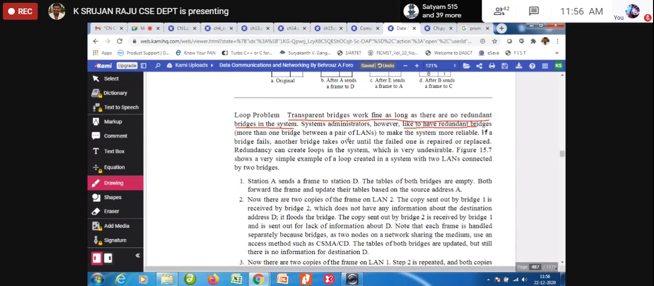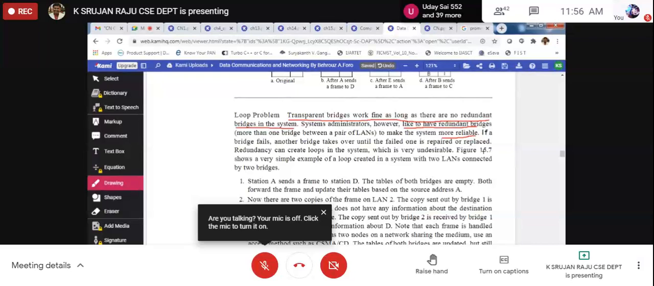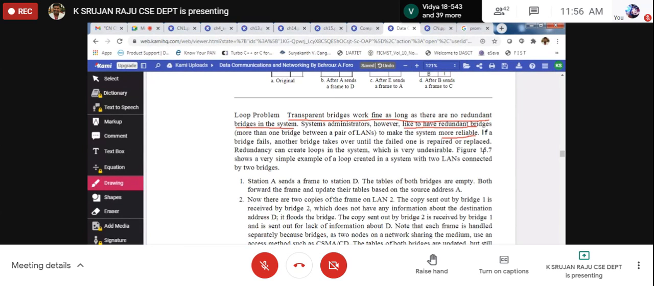More than one bridge between a pair of LANs makes the system more reliable. So you may question, sir, one bridge is enough, why are we keeping another bridge in the example? The point is quite simple: if a bridge fails, I want to make the network more reliable. So another bridge takes over until the failed one is repaired or replaced. But this redundancy can create loops in the system, and if these loops are there, we are going to have a problem.